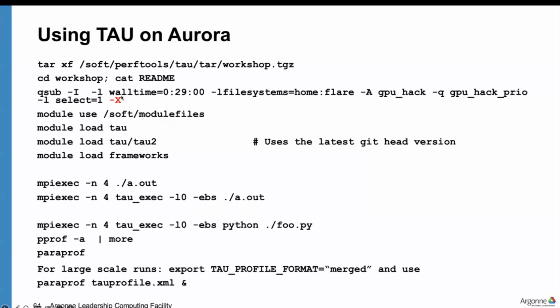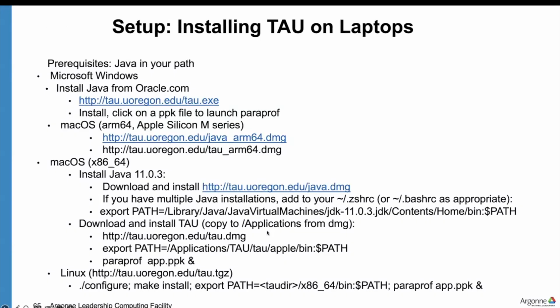Then once it goes to the compute node, you can again say module use like this and load all these modules. Then you can use TAU very easily by launching an uninstrumented application like this, or an instrumented application with tau_exec -level 0 with EBS. Or if it's a Python code, you'll just say python with foo.py. You may have to say tau_exec -T serial if it's a serial code.